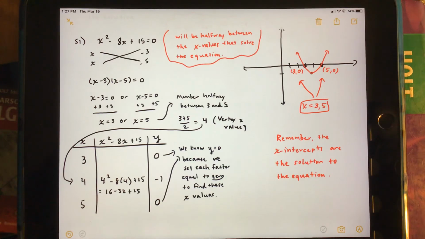So we're finding the solution basically two different ways, using factoring as well as showing those solutions on a graph. And the point of this lesson is to notice that those x-intercepts on the graph of the parabola are the solutions to the quadratic equation set equal to 0.